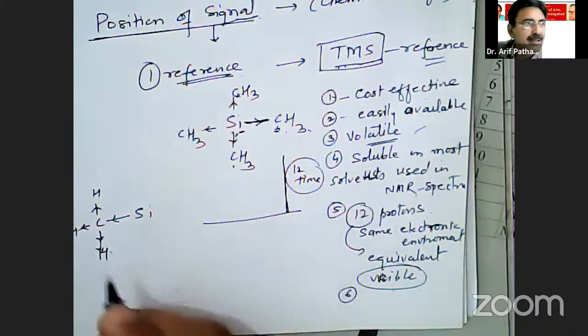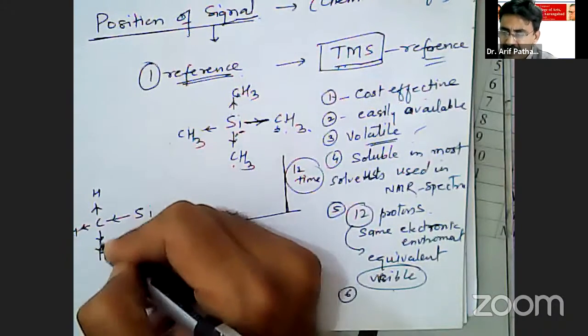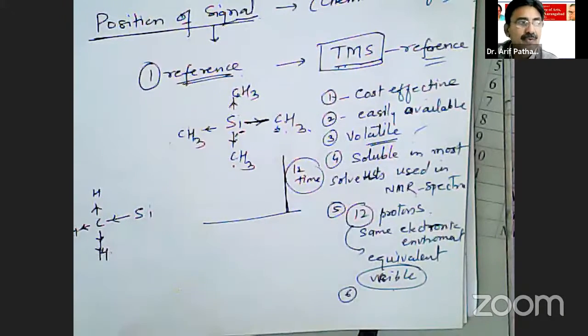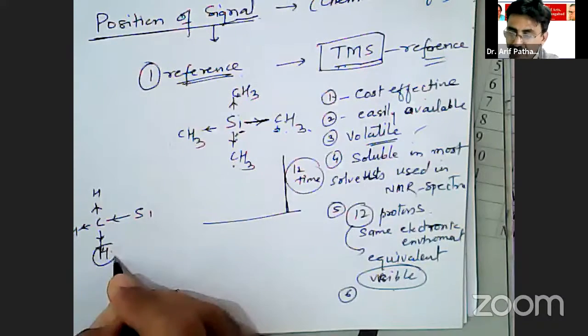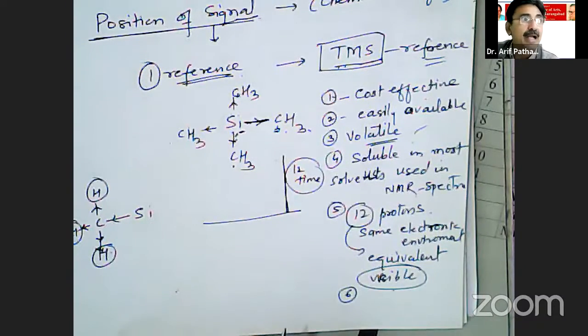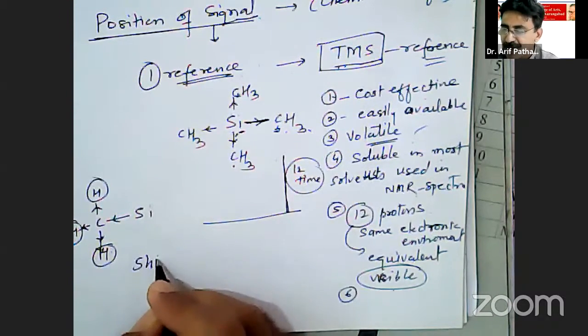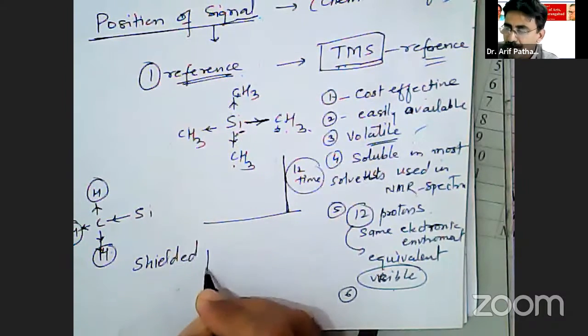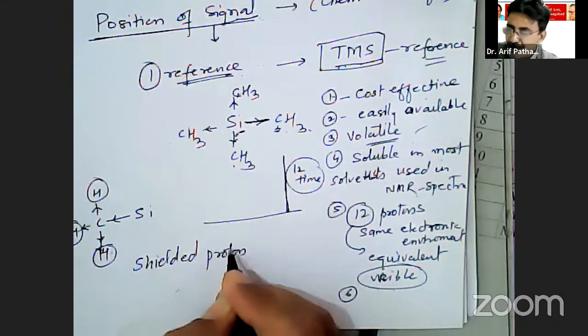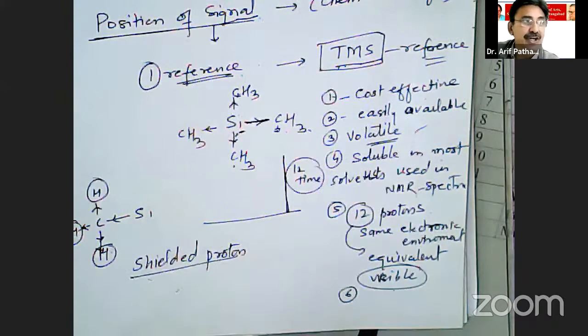Another one is, so these carbon hydrogen bonding electrons will be pushed towards hydrogen atom. So these hydrogen atoms will be having higher electron density. Electron density will be higher. When electron density is higher, then we will call these protons as shielded. So these protons are shielded protons.